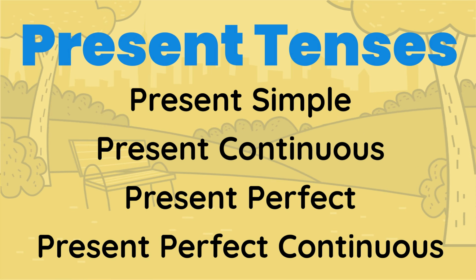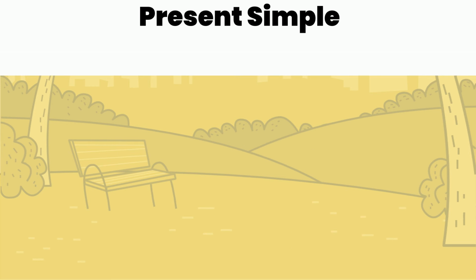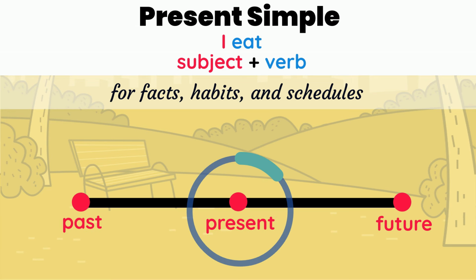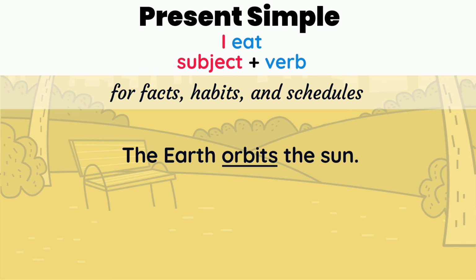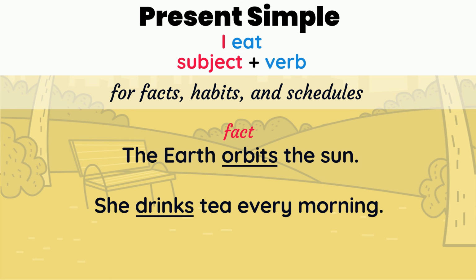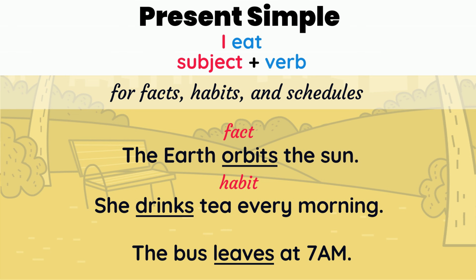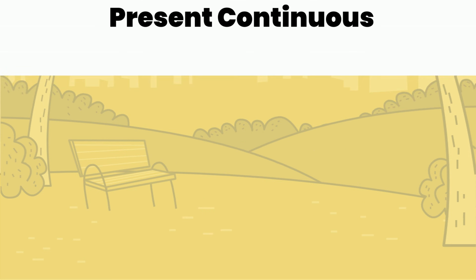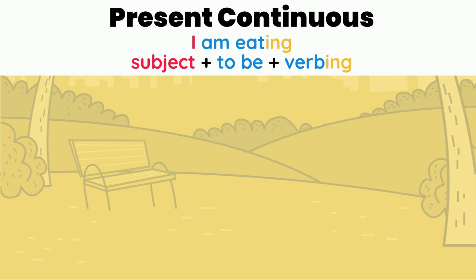Let's first look at the most common one, present simple. We use present simple as in I eat for facts, habits, and schedules. For example, the Earth orbits the sun. It's a fact. She drinks tea every morning. It's a habit. The bus leaves at 7 a.m. It's a schedule.